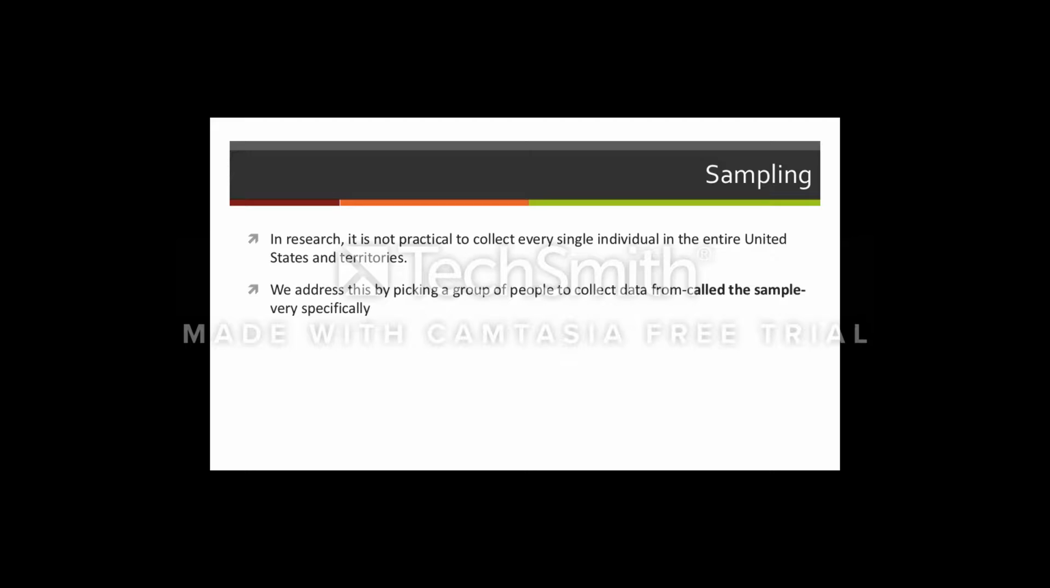So we address this problem by picking a specific group of people to collect data from, called the sample, and we pick them very specifically and very conscientiously. This process of determining who we'll collect data from is called sampling.